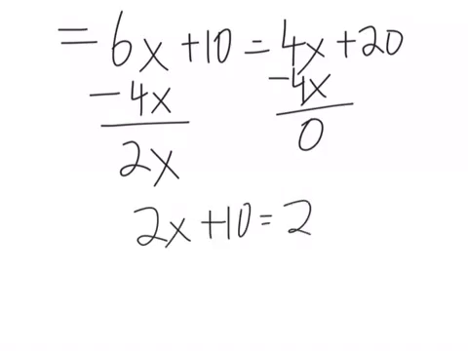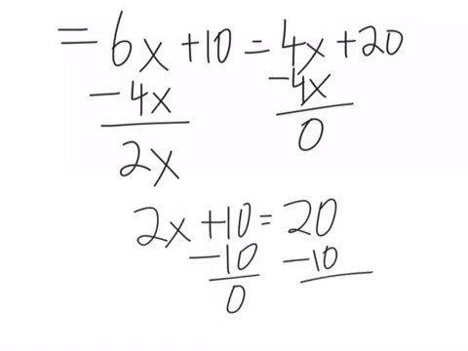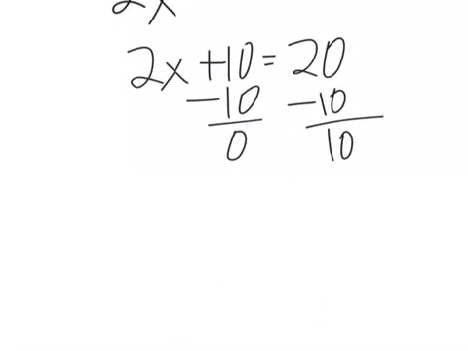And like last time when we had 5, we subtracted the 5. So we're going to subtract 10. 10 minus 10 is equal to 0. 20 minus 10 is equal to 10. And now we're left with 2x is equal to 10.